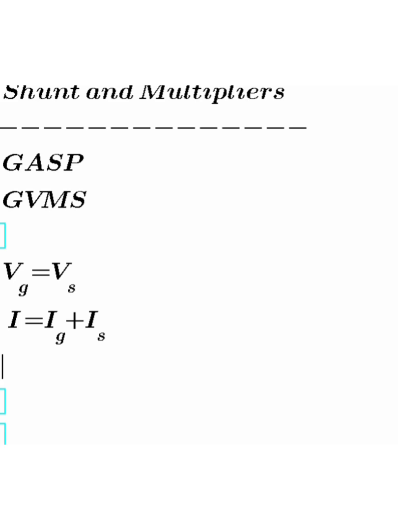Now recall from Ohm's law that V is equal to IR. So reducing that equation above, we have the current of the galvanometer multiplied by the resistance of the galvanometer equals the current of the shunt multiplied by the resistance of the shunt.